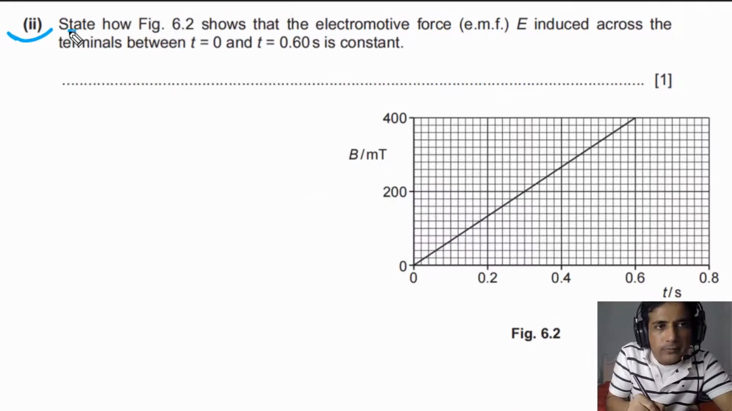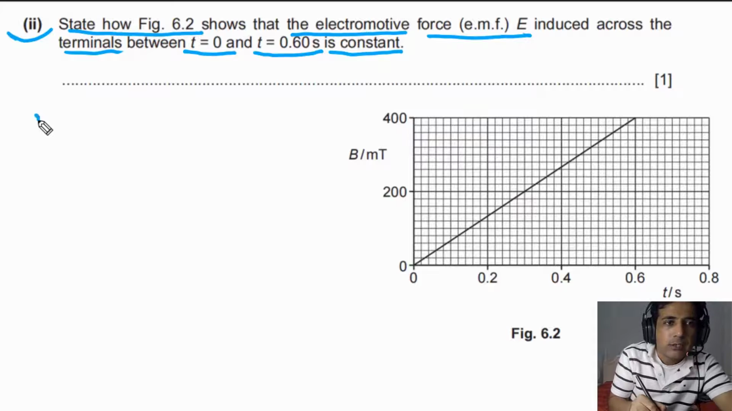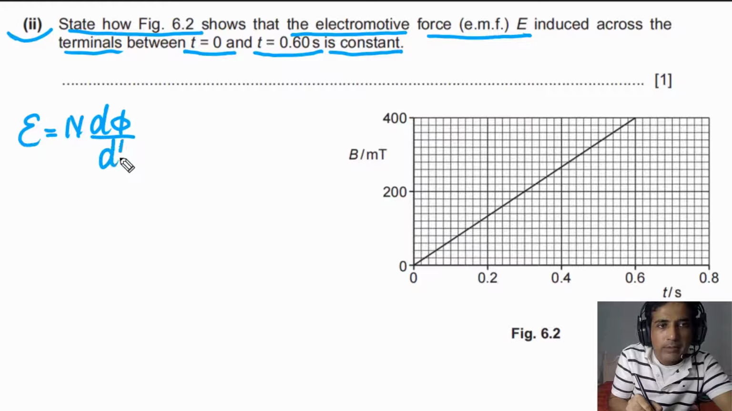For the second part, we need to state how figure 6.2 shows that the electromotive force induced across the terminals between time t equals 0 and time t equals 0.60 second is constant. Let's try to understand this one with the help of EMF. EMF is equal to N dΦ/dt. If we expand flux, we can write flux is equal to BA.